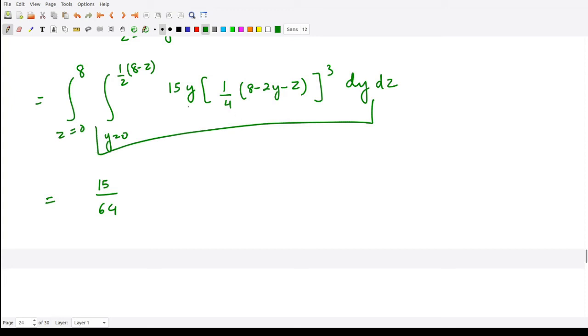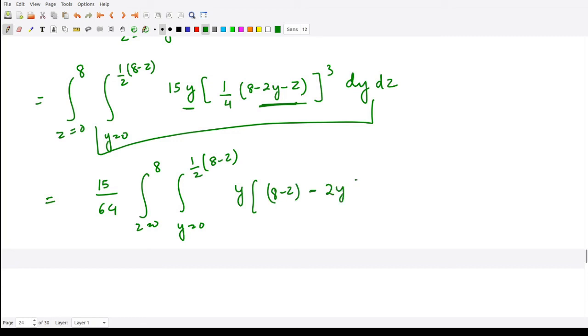So when you perform the integration with respect to y, you have these quantities. So now just solve this integration here. For the integration, I can write y varies from 0 to 1 by 2 (8 minus z), and I have y, and here I can write down this 8 minus z in one place and minus 2y in one place, and then I can open up this cube. Suppose I am writing a minus b whole cube, so it would be a cube minus b cube minus 3ab (a minus b), right?